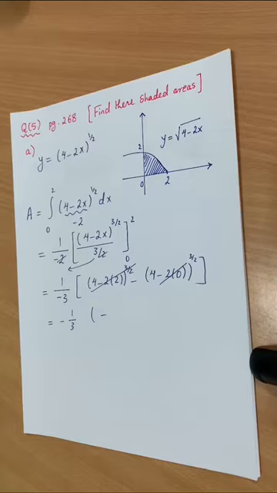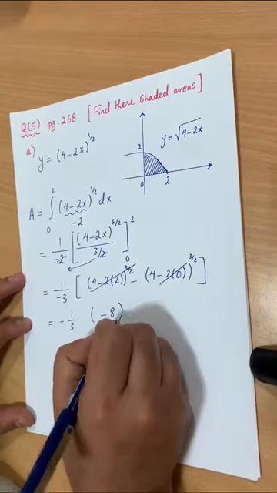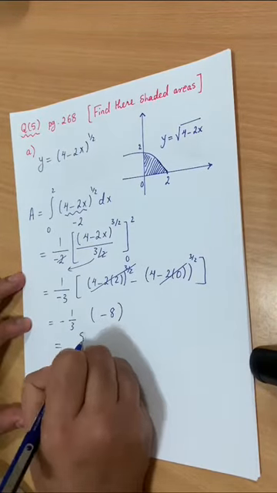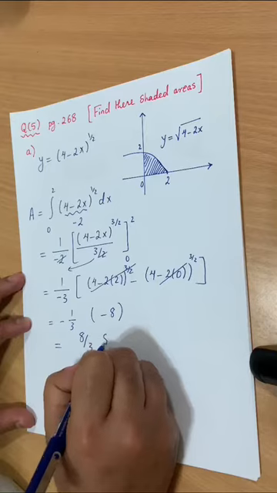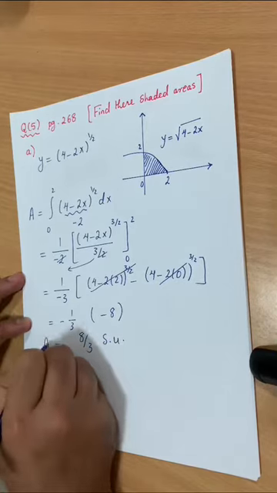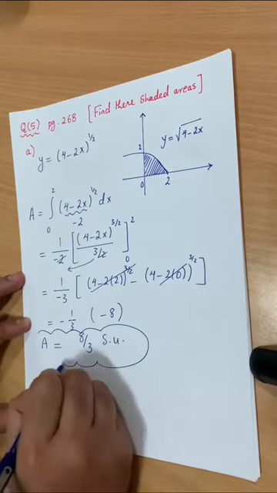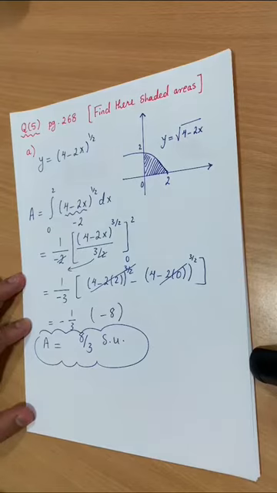Let's do that using the calculator. 4 to the power of 3 over 2 is equal to 8. So it's negative 8. Negative by negative is positive. Then the answer is 8 over 3 square units. This is the value of the shaded area.